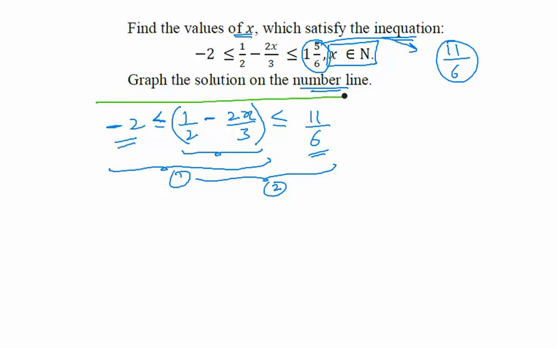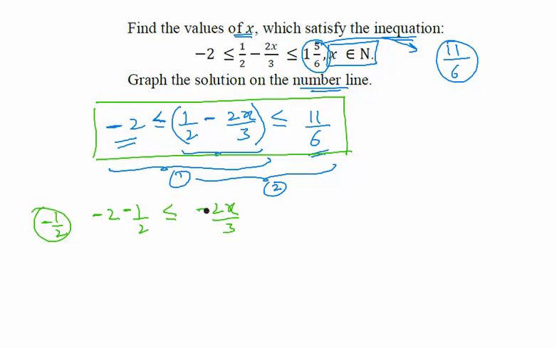We have the inequality with us, right? Now what I am doing is, I am just subtracting half throughout the inequality. If you do that, what will you get? You will get minus 2 minus half is less than or equal to minus 2x by 3. Half and minus half will get cancelled out. And further, on the extreme side, what you will get? 11 by 6 minus half. On simplification, this should give you minus 5 by 2 is less than or equal to minus 2x by 3 is less than or equal to 8 by 6.